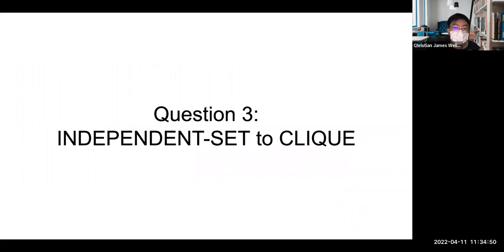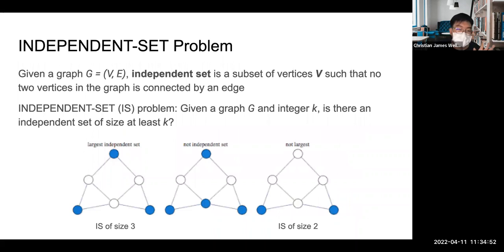Now, the third question. I'll introduce the two problems. Independent set. I hope you have seen this in assignments before, what an independent set is. Basically, you want a subset of vertices such that in the original graph, they don't have an edge. For example here, if I take a subset of them and they have an edge between them, this is not an independent set.